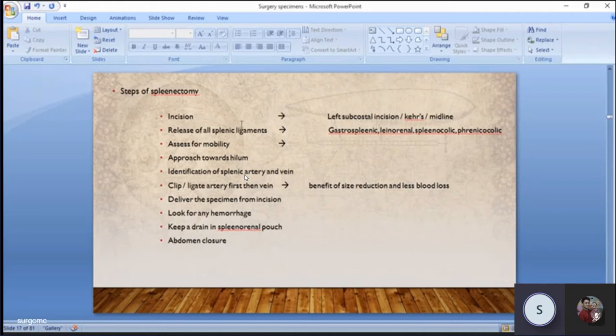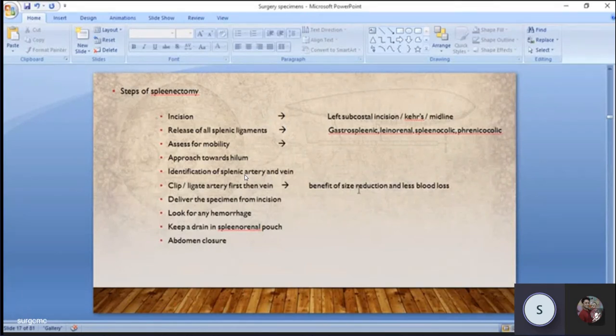Usually the incision given is a left subcostal incision known as Kehr's incision, or it can be approached through a midline incision. What are the splenic ligaments? There are 4 ligaments which we should remove to approach the spleen: gastrosplenic, lienorenal, splenocolic, and phrenicocolic ligaments. Then we should assess the mobility of the spleen. Then we go towards the hilum and see what splenic artery variation there is. Is it a distributive type or a magistral type? Then identification of the splenic artery and vein. We have to identify particularly the artery first, then the vein.